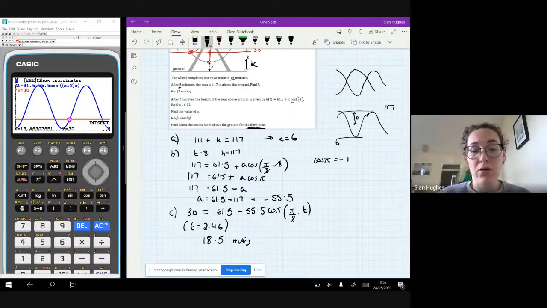Okay, so I hope that that helped with some of the solutions to the second part, the calculator part, and with where some of the marks came from. I will stop sharing my screen.